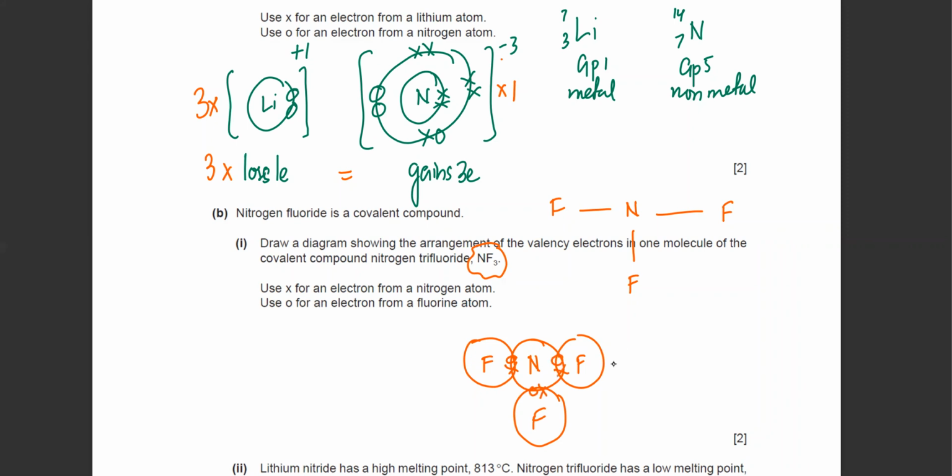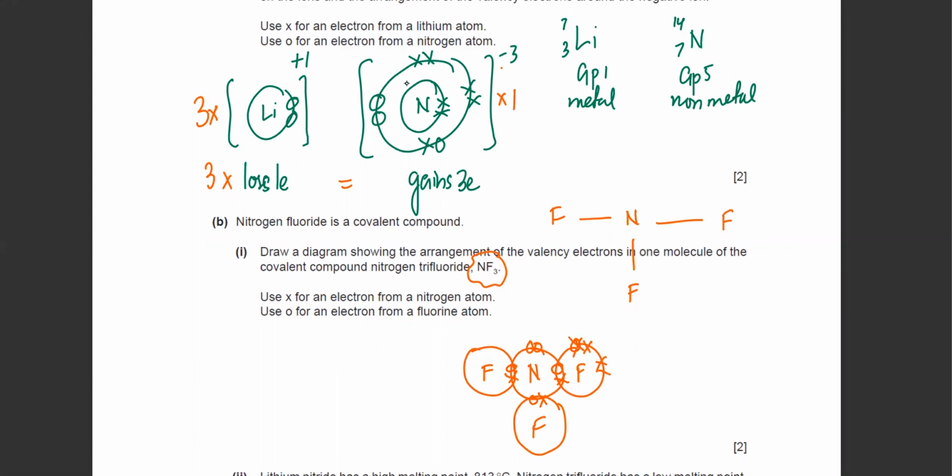The last thing is you're going to make sure that all of the atoms have 8 electrons. So nitrogen needs 2 more. Fluorine's electrons would be in crosses. So this should be all crosses. So you need 6 electrons over here. You should draw the remaining electrons.